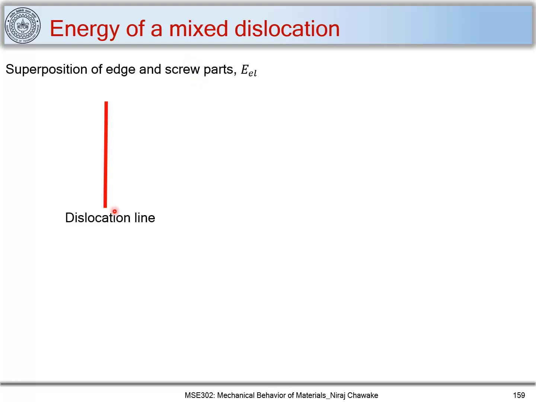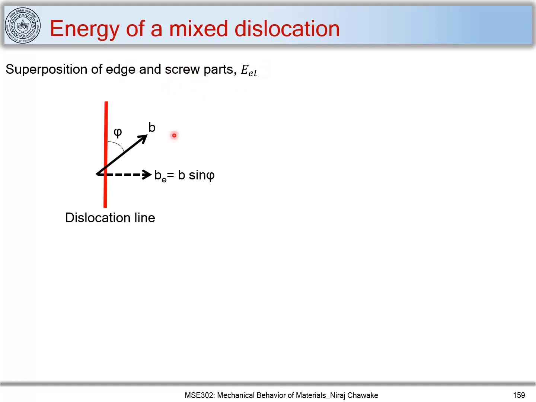So let's consider a mixed dislocation. How do you define a mixed dislocation? Let's say this is our dislocation line, and when I say mixed dislocation, what I really mean is the Burgers vector makes some angle with the dislocation line. So let's consider this is the Burgers vector b, which makes an angle phi with the dislocation line. Now when I want to find the energy of a mixed dislocation, I do a superposition of elastic strain energies of edge and screw dislocation.